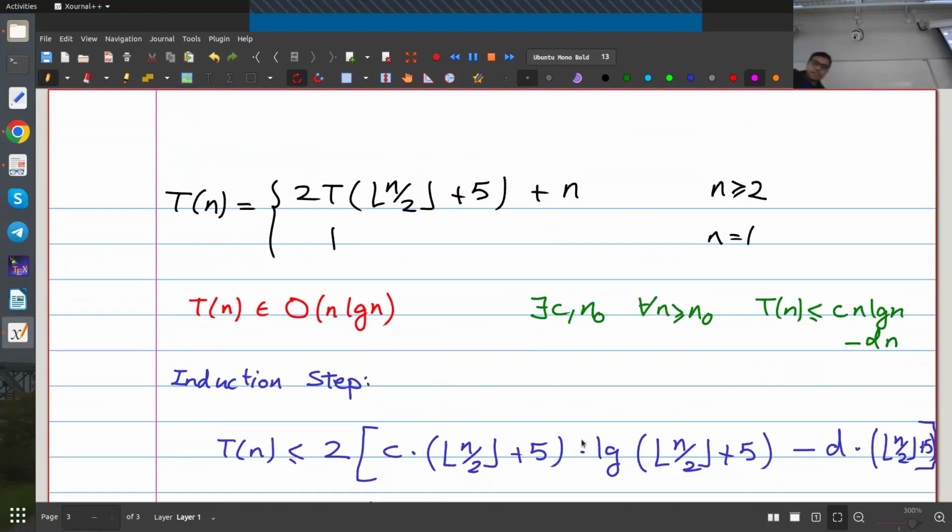But in practice, these kinds of things almost never matter. And also the floor and the ceiling and so on, they usually don't matter. There are cases when they matter. If the floor or the ceiling appears, for example, in the exponent, then it would matter. But in this case, it doesn't.